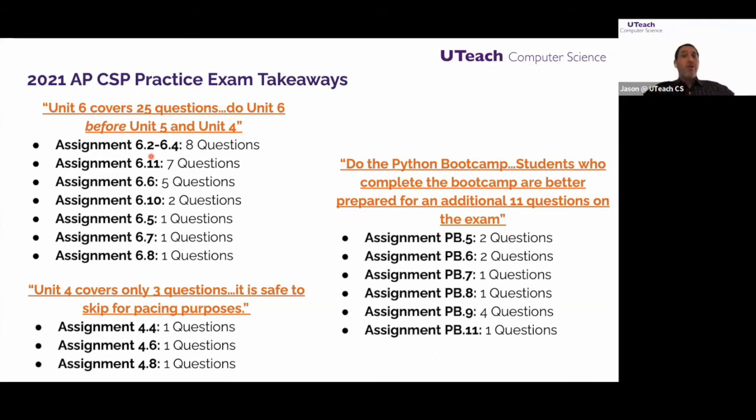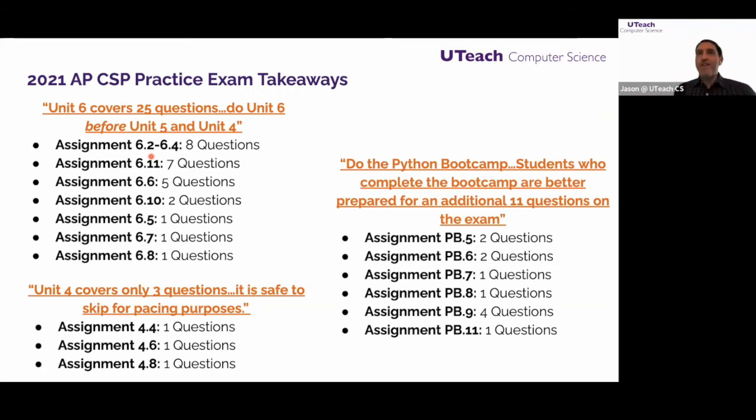So you can be using our assignments to review for the exam along with the AP Classroom. Right here, you can see 25 questions. The other thing I wanted to point out was, I always say Unit 4 is the least tested on the exam, and it holds up. There's just 3 assignments, 4.4, 4.6, and 4.8, that are even tested. And each one of those is only 1 question.